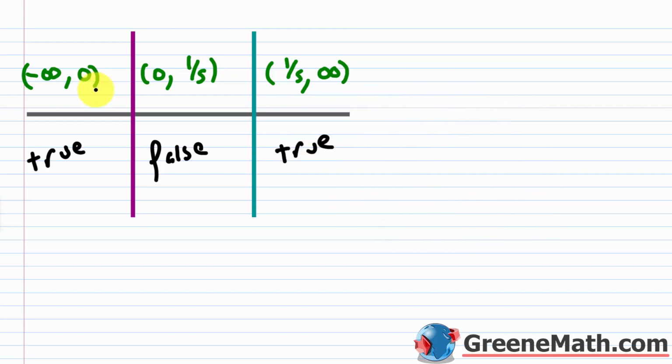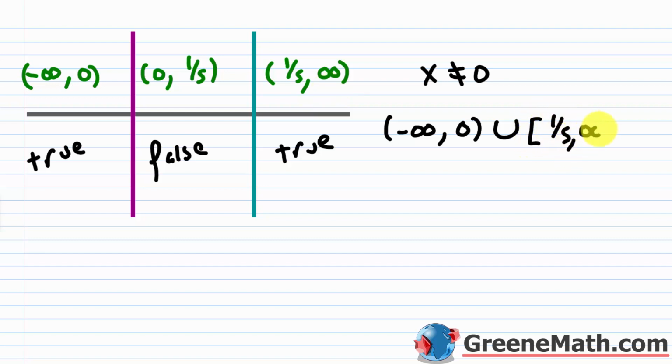We know that 0 is excluded, right? So 0 is excluded. We know that values that are less than 0 would work. So from negative infinity up to 0. We know that values between 0 and 1/5 do not work. And then we know that values greater than 1/5 and also including 1/5 would work. So I put a bracket there, 1/5 out to positive infinity.